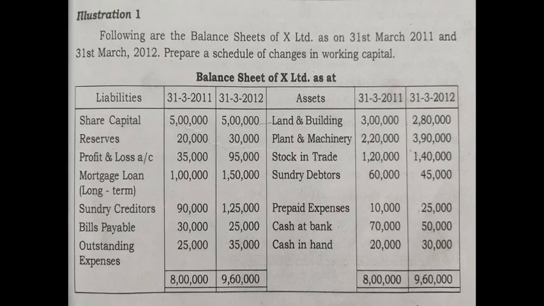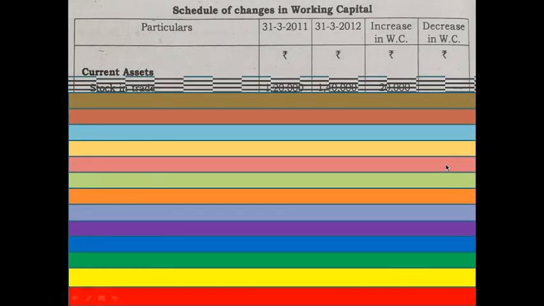There is no fixed first item regarding selection of current assets. Any current assets can be written in your discretion order. You can choose stock in trade, sundry debtors, prepaid expense, cash in hand, cash at bank, whatever it is, as per your discretion. Here in the question, the first item is stock in trade, which is 1,20,000 and 1,40,000.